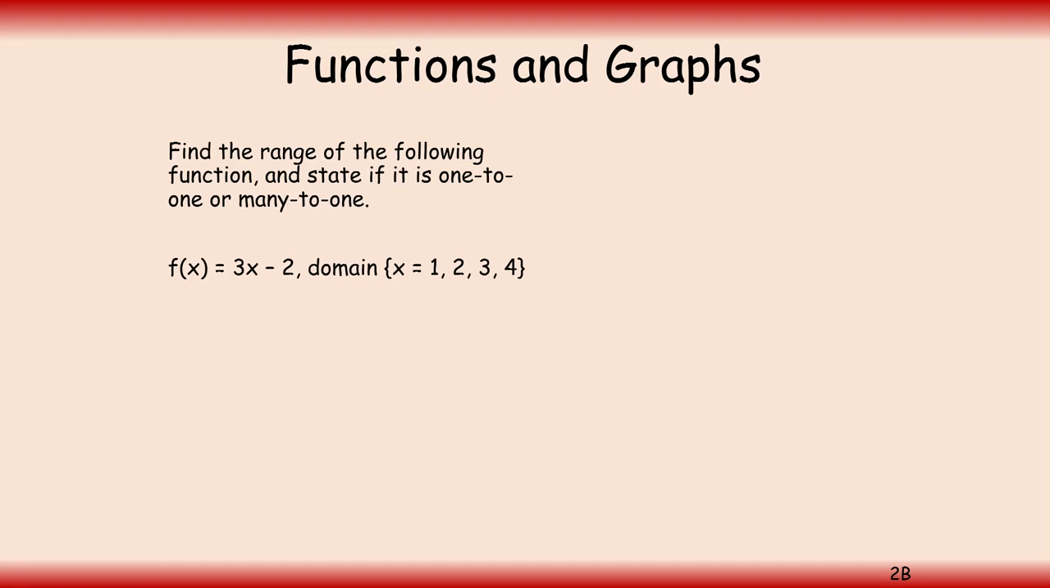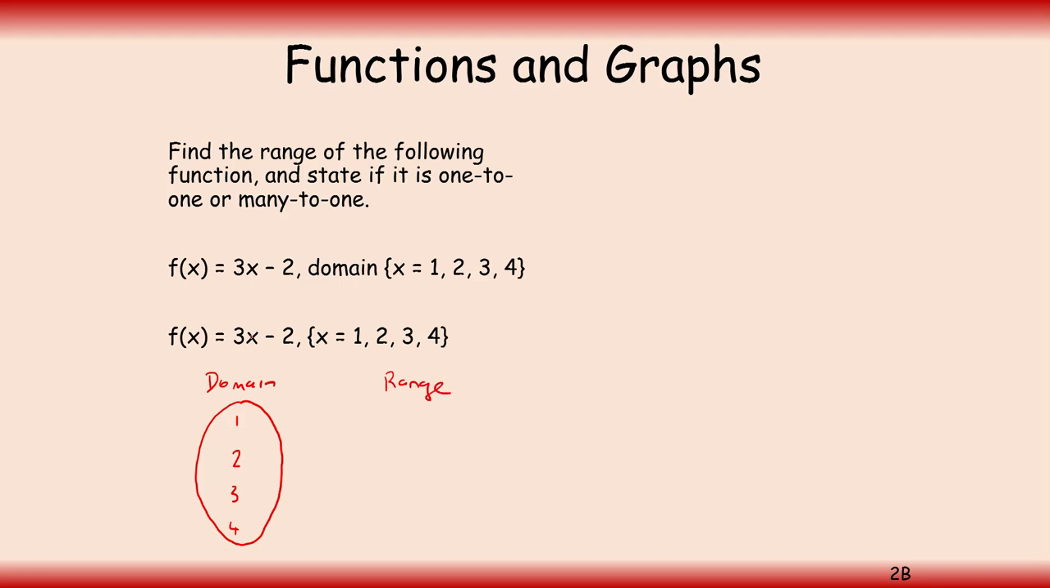Example: find the range of the following function and then state if it's a one-to-one or a many-to-one function. Looking at that, f of x equals 3x minus 2, which is a straight line. So what do you think? What type of function do we think that's going to be? Well, let's work through it and find out. So f of x has a domain of x from 1 to 4. So if we sketch the domain as 1, 2, 3, and 4, and we map them then using 3x minus 2 to the range.